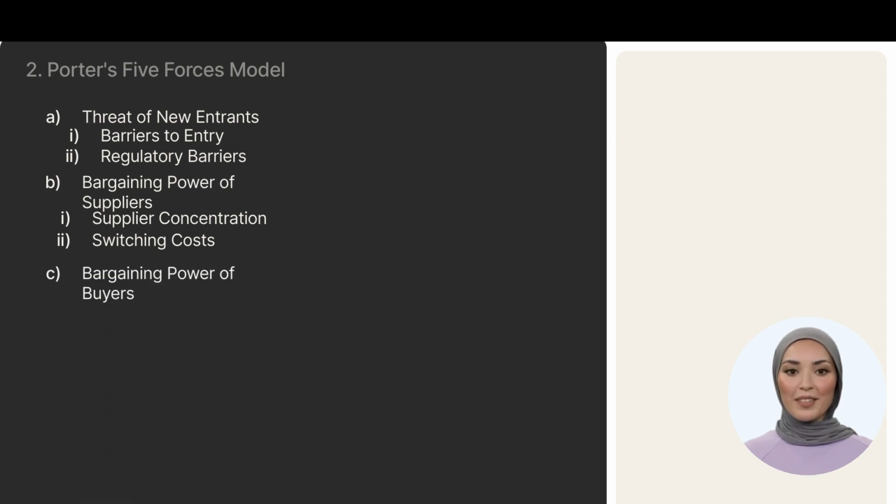Bargaining power of buyers. Buyer concentration. When buyers are few and concentrated, they can exert more influence on pricing and quality. Product differentiation. Low differentiation between products increases buyer power as they can easily switch to alternatives.